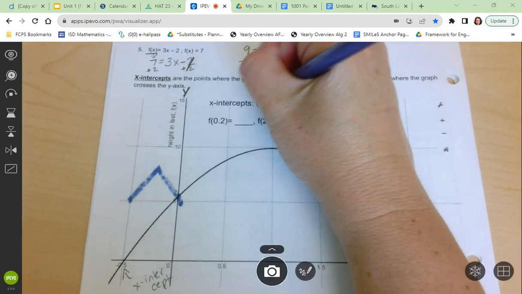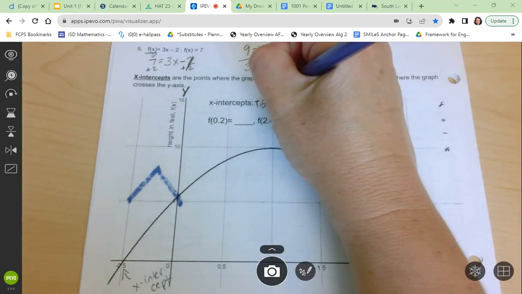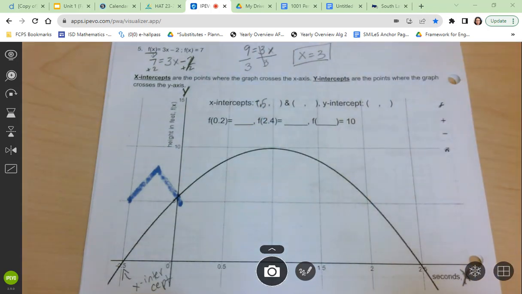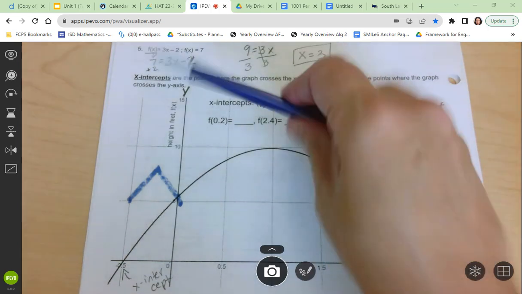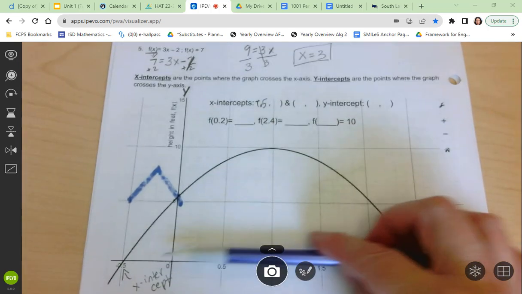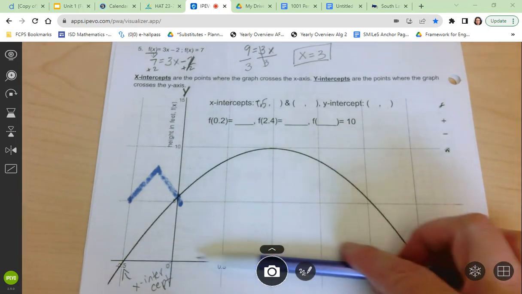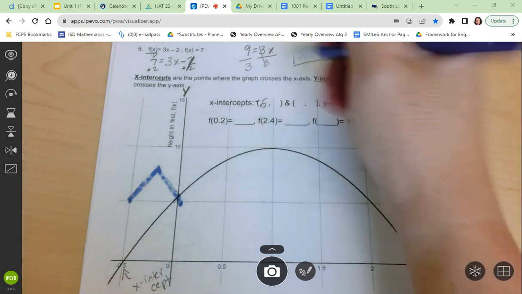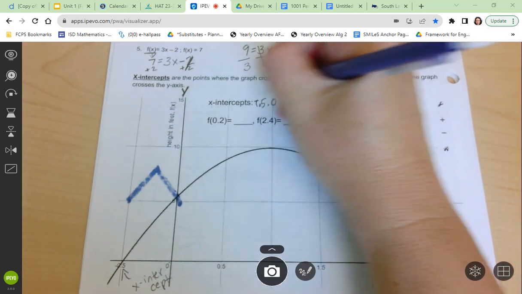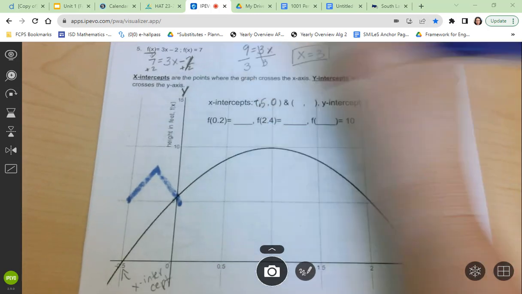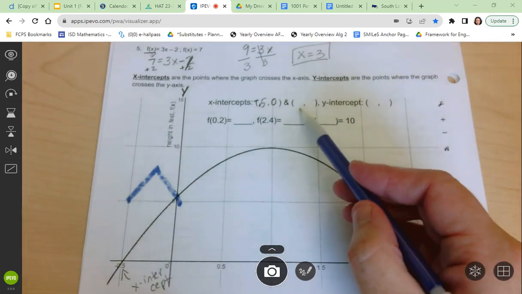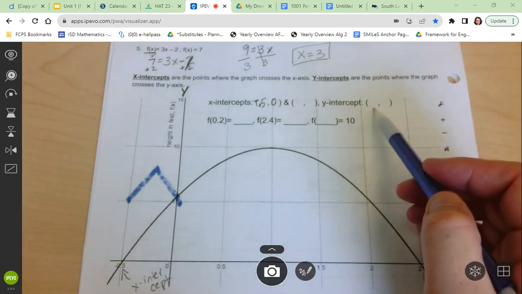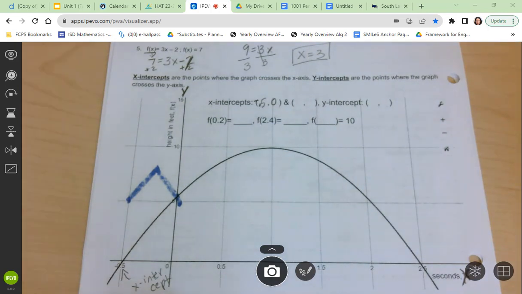Negative 0.5. Negative 0.5, comma what? What's the y value of that point? Let's look at the y-axis. Anne suggests 0. Yep, 0. So here we go. The y value is 0, so it's negative 0.5 comma 0. See if you can figure out the other x-intercept and then the y-intercept as a point.